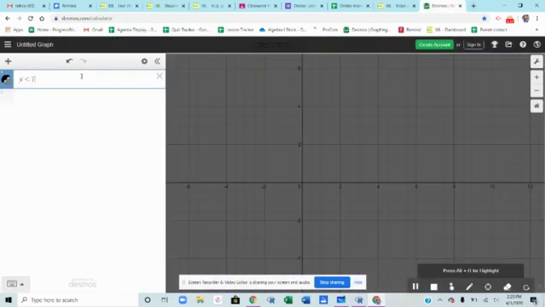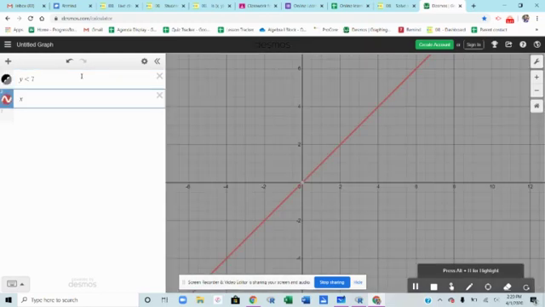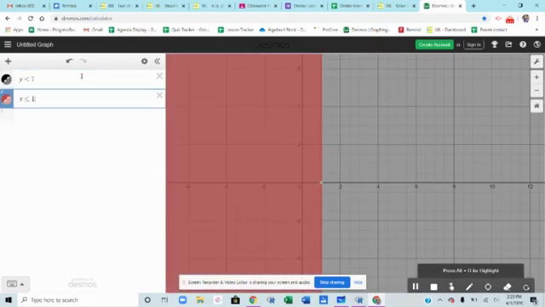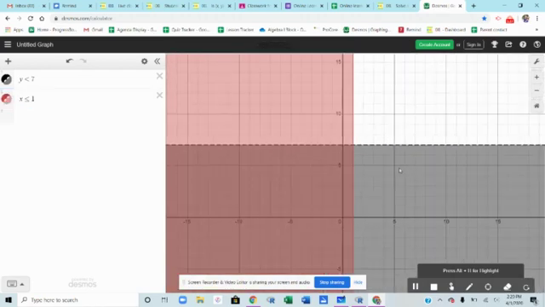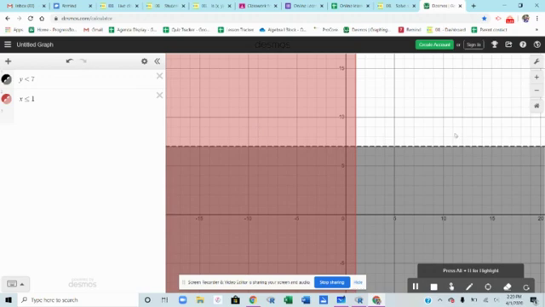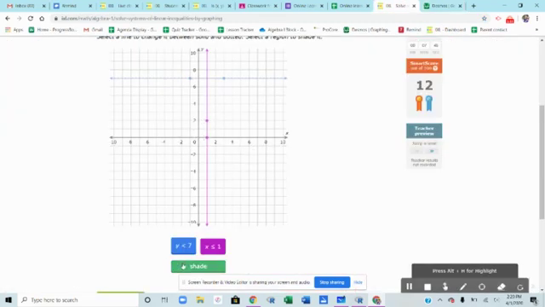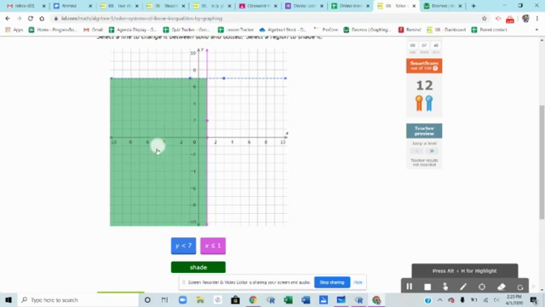Y is less than 7 and x is less than or equal to 1. You may want to move and zoom out a little bit if you need to so you can see both of your lines. I've got my red line and I've got my black line. You see how there are these 4 sections, and here's where they overlap. So when I come back here, my shading is down here.